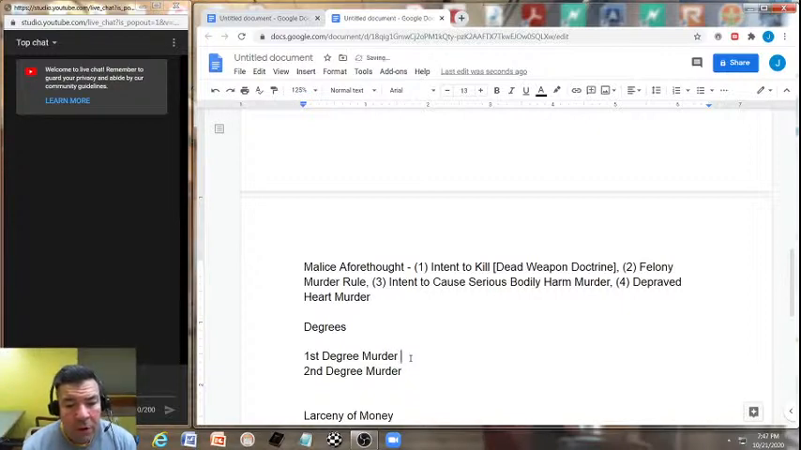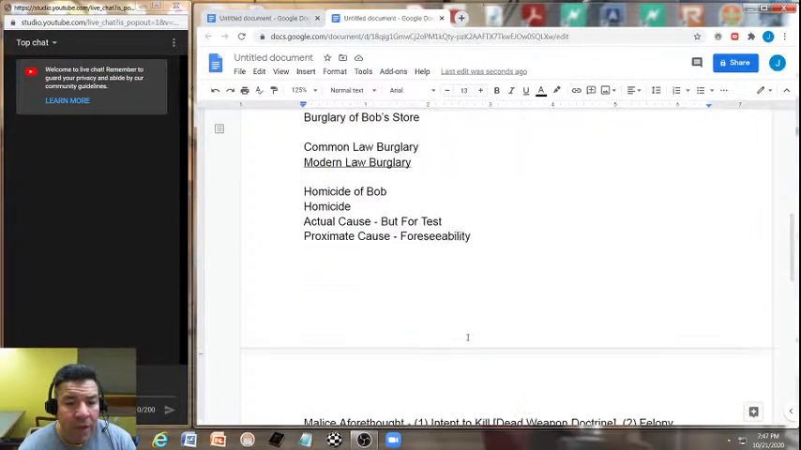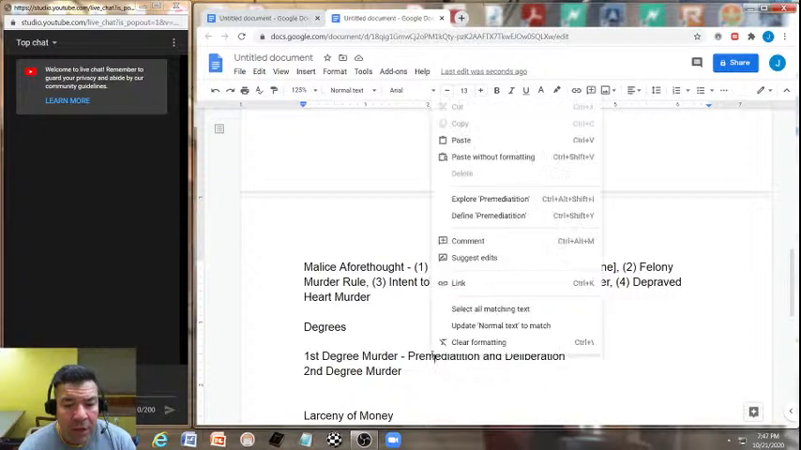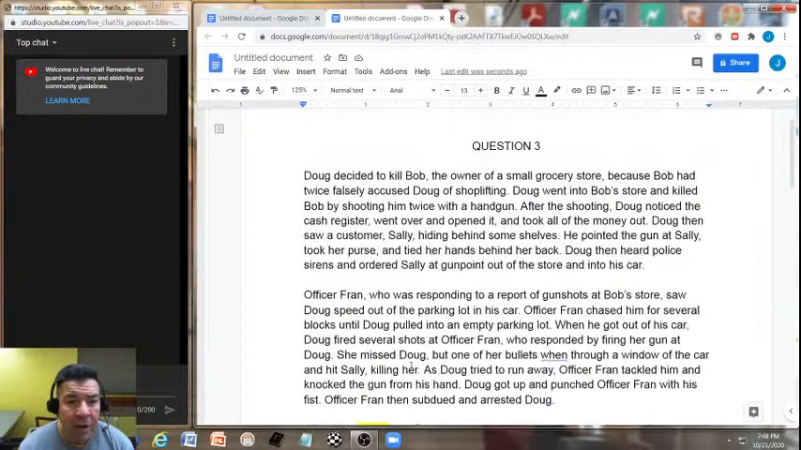Now, first degree murder for intent to kill would involve the additional elements of premeditation and deliberation. Let me ask you here, did the fact that Doug decided to kill Bob represent premeditation? Premeditation being that he had a pre-thought out plan that he carried out. Absolutely. That is exactly what Doug intended to do. He intended to kill Bob because Bob had falsely accused him of, what did the facts say here?